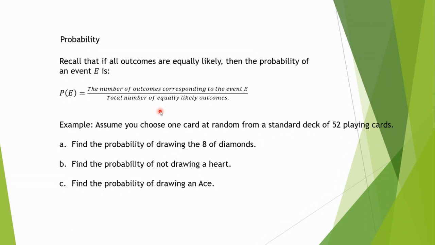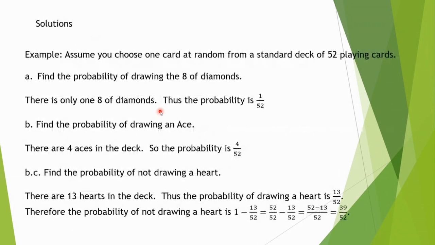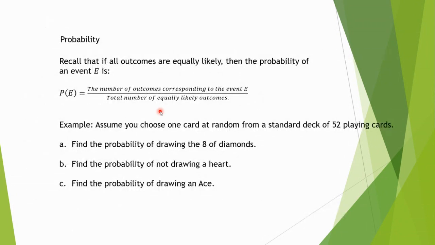All right, so let me just do another example here. Remember, the probability of event E is the total number of outcomes that correspond to event E, divided by the total number of equally likely outcomes. So, all right. Now, we have this example.